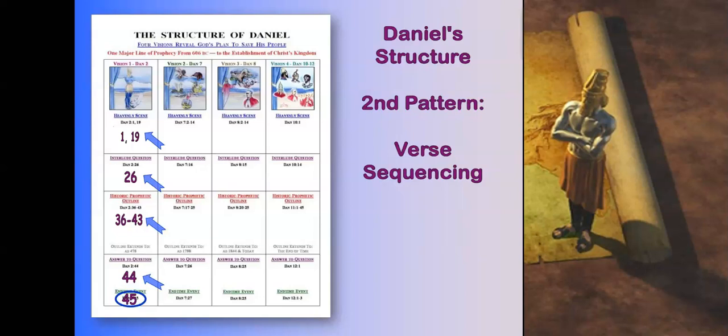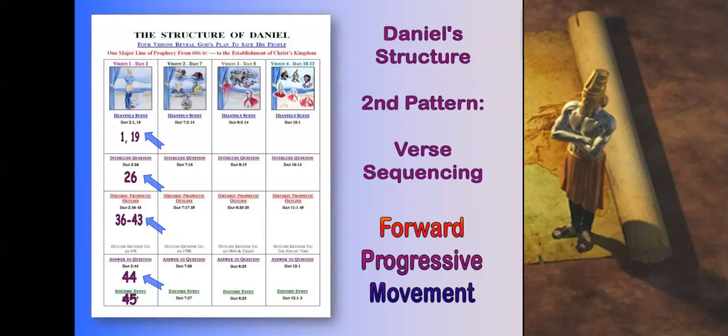Yeah, and so we see in all four of these visions, the sequences of the verses are in order, and they're recorded there as well. So that's the verse sequencing in Daniel's structure. Again, as Charlene has emphasized, the forward progressive movement.